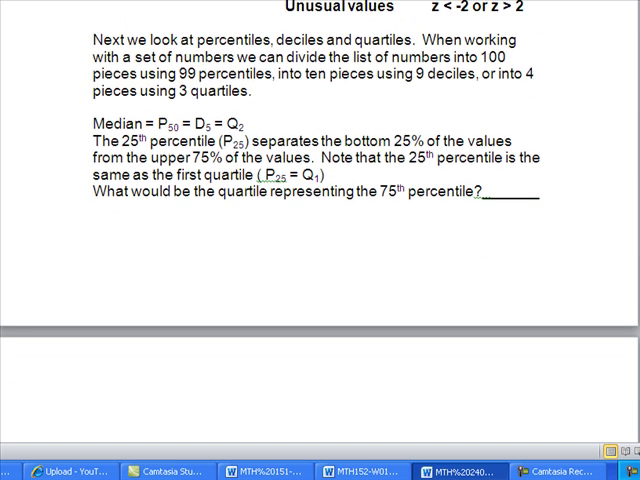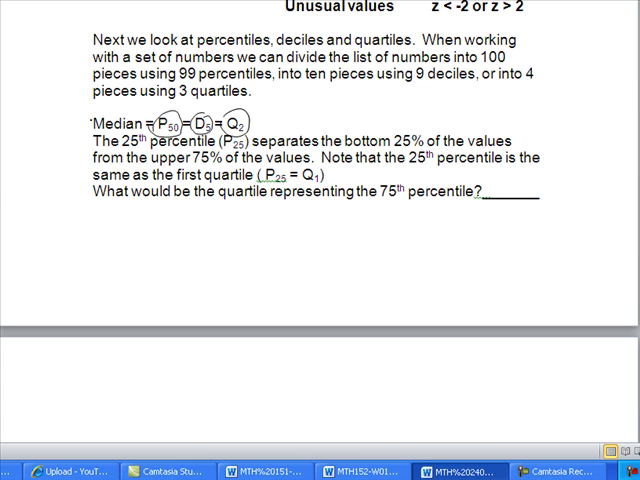Now, next we look at what are called percentiles, deciles, and quartiles. When working with a set of numbers, we can divide the list of numbers into 100 pieces using 99 percentiles, into 10 pieces using 9 deciles, or into 4 pieces using 3 quartiles. Notice that the median is equal to the 50th percentile, and this is the way we designate a percentile: capital P with a subscript. That's the 50th percentile. The 5th decile is also the median. The 2nd quartile is also the median.